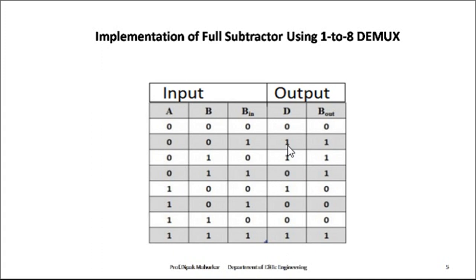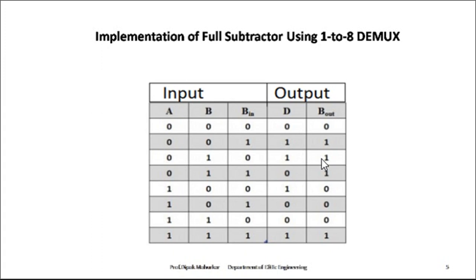Now you can observe in the column of the difference how many ones there are. 1, 2, 3, 4 ones are there. This is 1. At that time what is the binary equivalent? 0 0 1. Then here 0 1 0 means 2, right? Then 1 0 0 means 4 and triple 1 means 7.